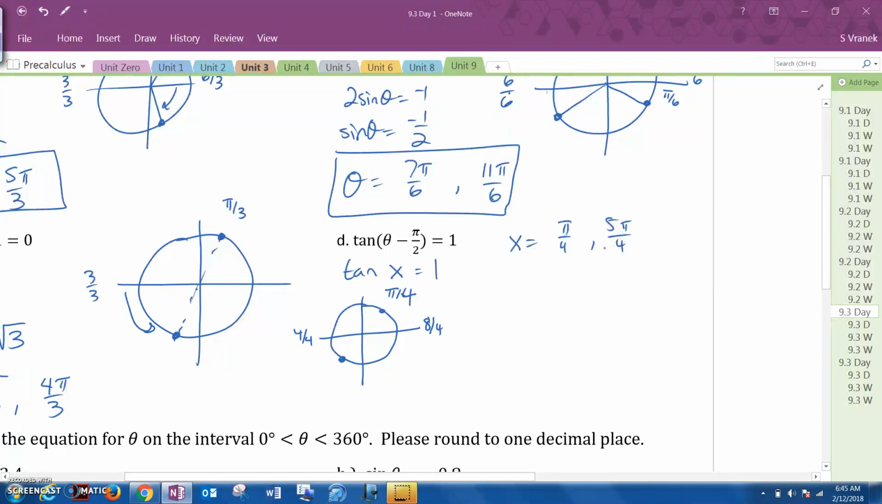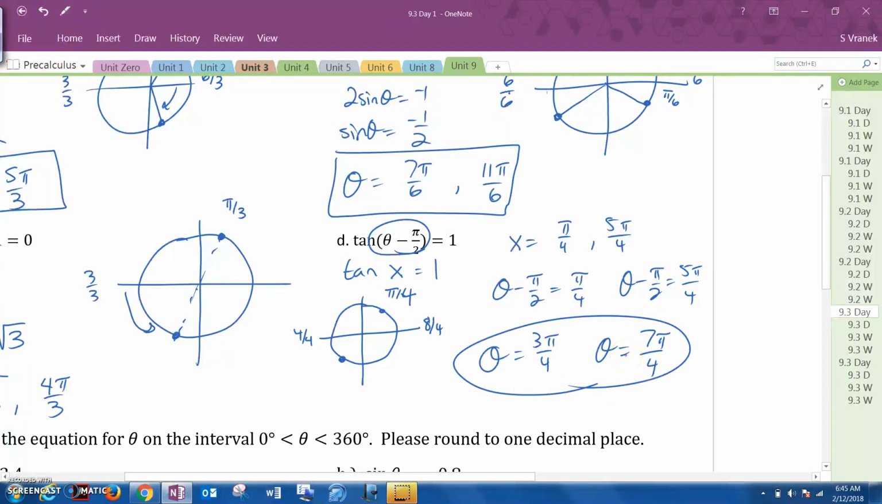Now, however, that's not my final answer though, because we made x be this. So once we have the angles, we can do the shifts. So I get theta minus pi over 2 is equal to pi over 4, and theta minus pi over 2 is equal to 5 pi over 4. So basically we're going to add 1/2 pi to these. Well, to add 1/2, that's 2/4. So we end up with theta is equal to 3 pi over 4, and theta is equal to 7 pi over 4. And those answers are still both within 2 pi. So all we had to do on that one was do a shift after the fact.